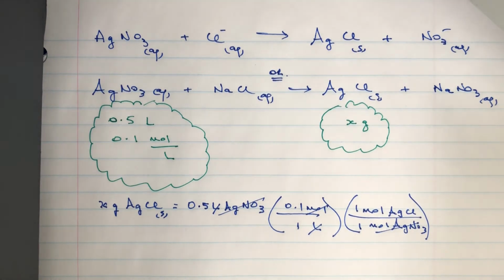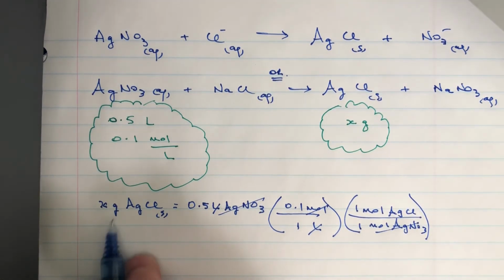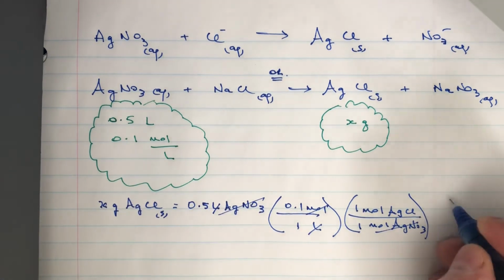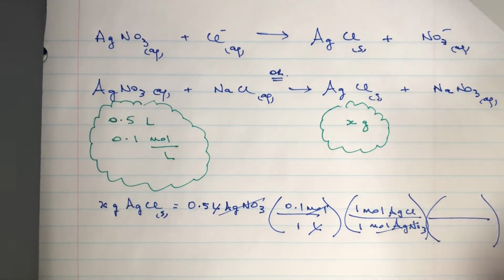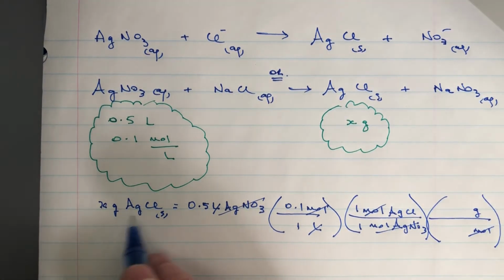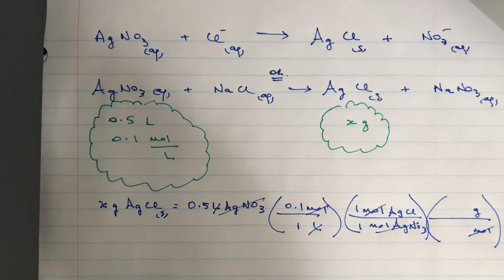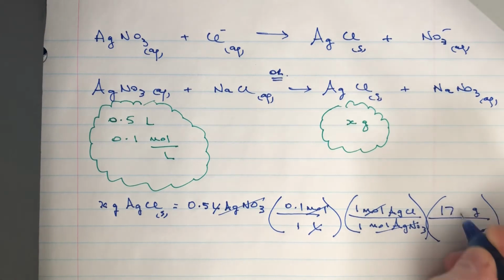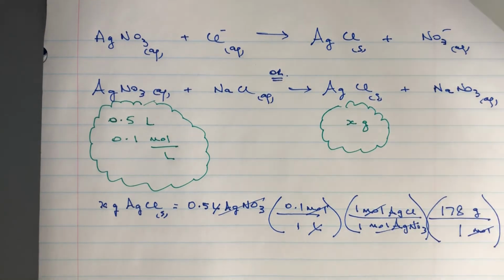The last step you can easily predict. We're going to be converting moles to grams. Because we're not changing the entity, I don't really care about you writing the entity again. So we're just going to write moles down here because that's what I want to get rid of. And we want grams. And the molar mass of AgCl solid, not AgCl3, is actually 178. So we're going to write 178 per 1 mole.